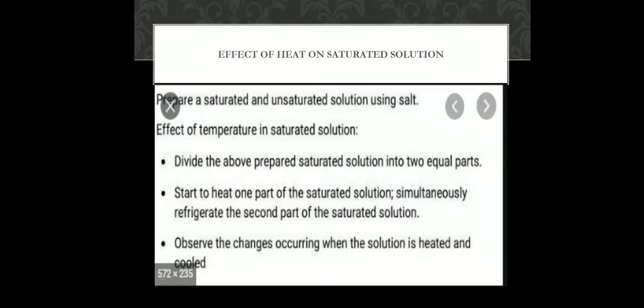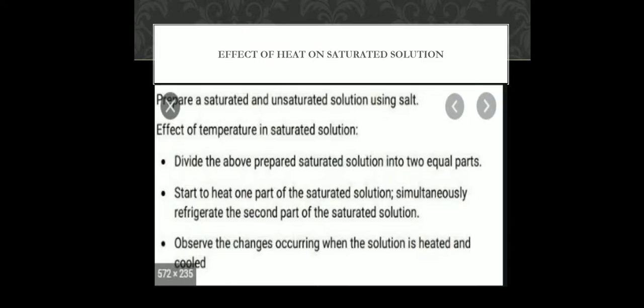We have seen how to prepare a saturated solution. And what is the effect of heat on a saturated solution? Divide the above prepared saturated solution into two equal parts. Start to heat one part of the saturated solution. Simultaneously refrigerate the second part of the saturated solution. What changes will you see? You will see that a larger quantity of salt can be dissolved in water on heating.